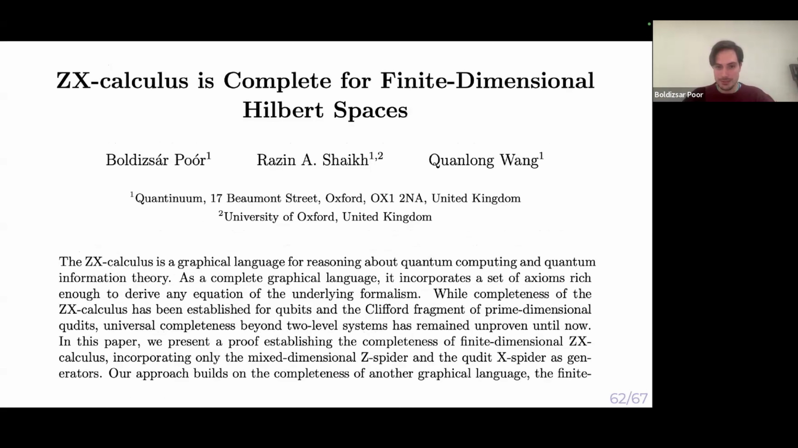And since that paper came out, we have managed to show that the mixed dimensional ZX calculus is also complete for finite dimensional Hilbert spaces. And thus now we have 3 calculi equivalent to finite dimensional Hilbert spaces, each of them with their own respective benefits and setbacks. But this is it.